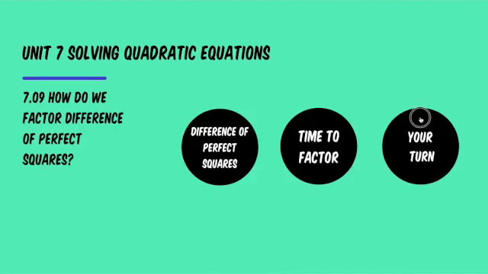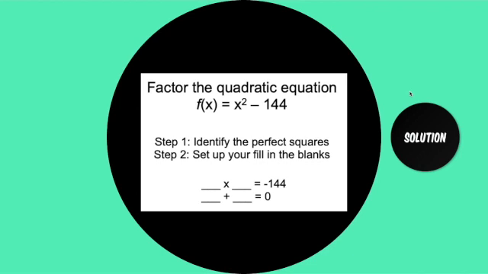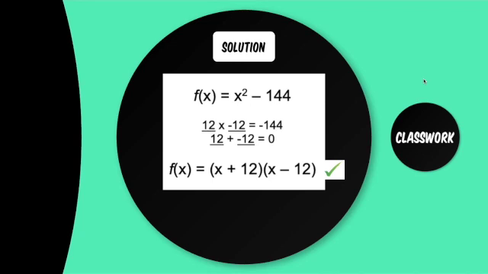Now it's your turn. Factor the quadratic equation f of x is equal to x squared minus 144. Step 1, you're going to identify the perfect squares. And step 2, you're going to set up your fill in the blanks. So I want you to think of two numbers that multiply to negative 144, and those same numbers add to 0. Let's take a look at our solution.